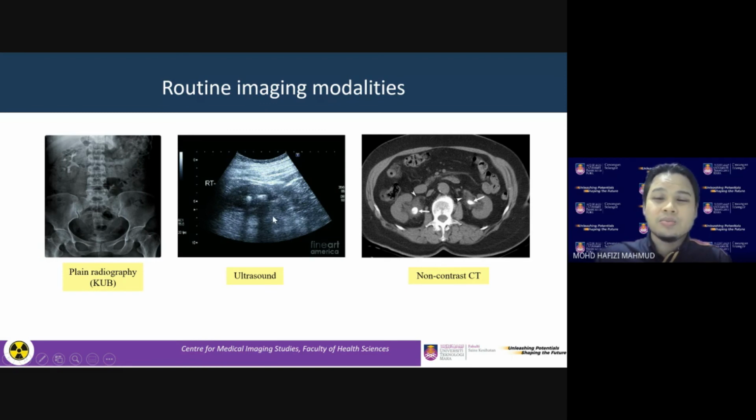Another modality is routine CT, which is non-contrast CT, so without contrast media. This is very useful because the stone will appear very opaque, as I mentioned just now. The image appears bright, so you can see it as white. They have high attenuation. If you measure the CT value, they show a high CT value, so you can see them clearly even using the non-contrast CT procedure.